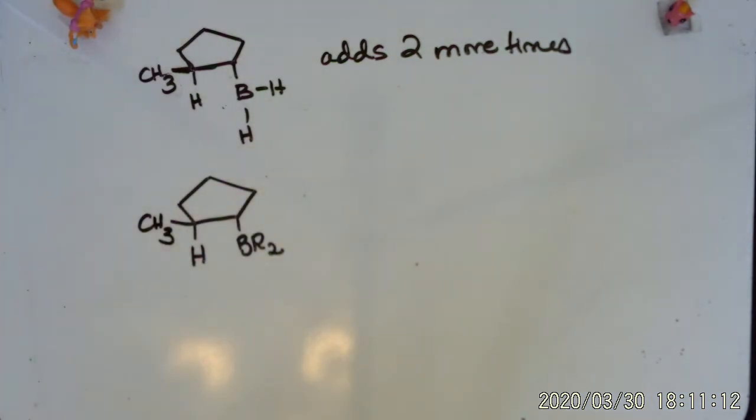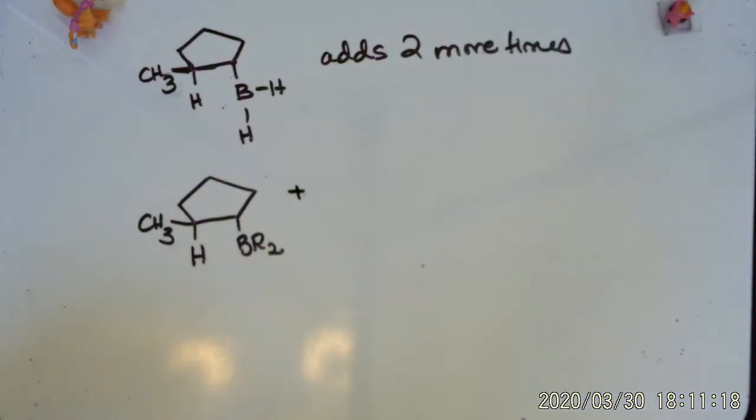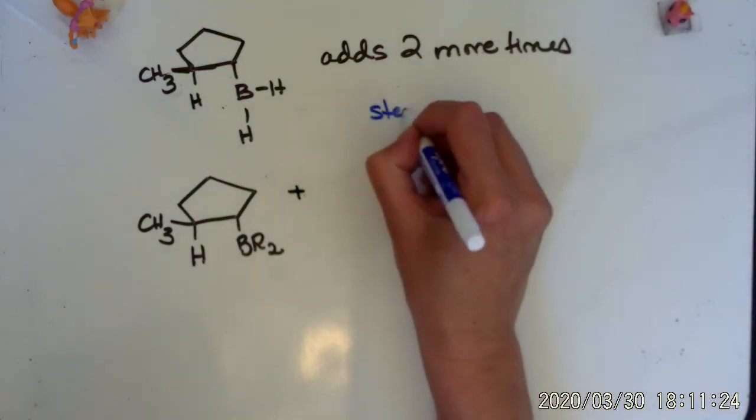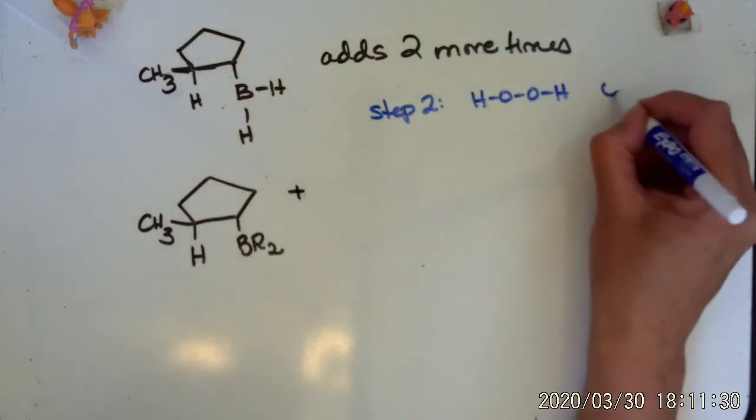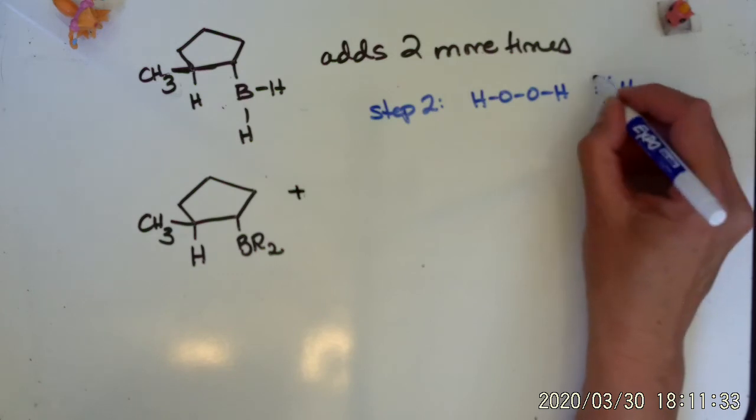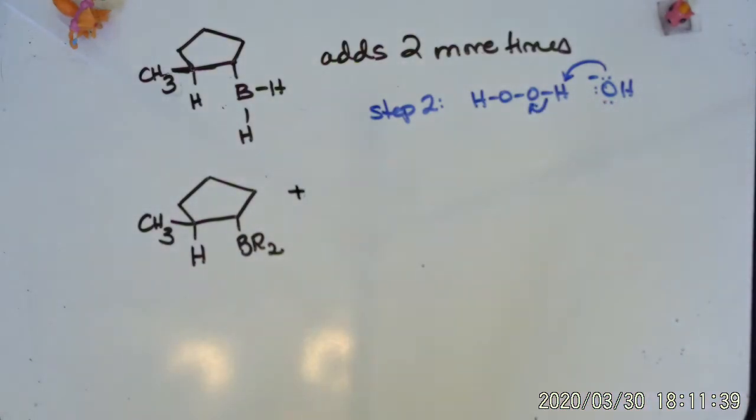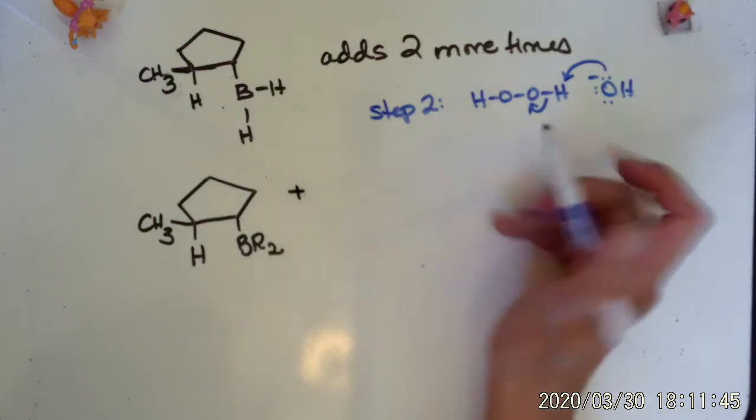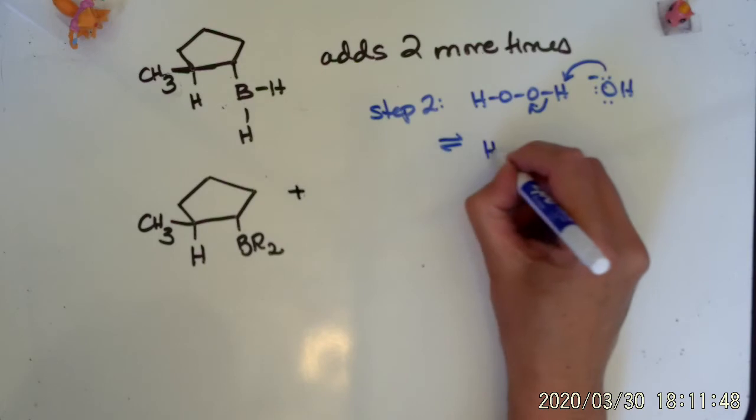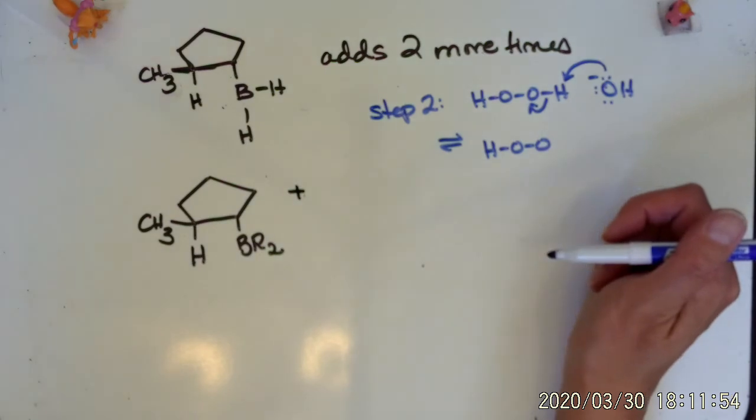Okay, so we're going to start here. Now, what are we going to add to it? Let me show you what happens. So, when we said for step 2, we needed hydrogen peroxide and hydroxide. What happens is my hydroxide pulls off the hydrogen to become water. So what you get is this species, which is a hydroperoxide.